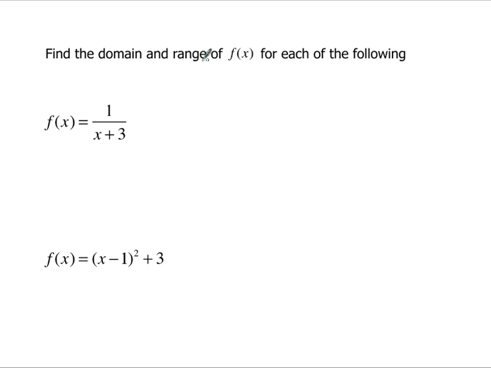Find the domain and range of the function of x for each of the following. So here we'll look first of all at the domains.